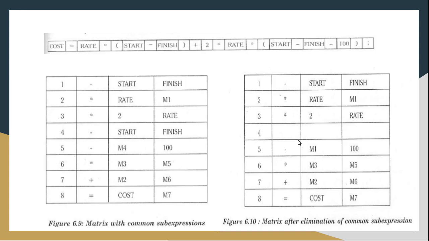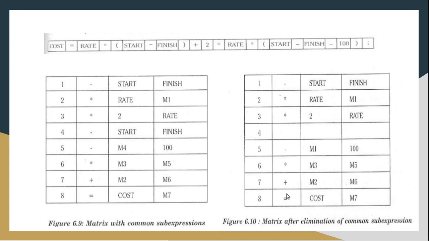Then what is the fourth step in the algorithm? Alter the matrix in order to refer to the deleted entry. So how can we alter? Look into the first table. What is the fifth matrix line? M5. M5 equals M4 minus 100, that means start minus 100. It was actually M4, which means start minus finish, but now M4 is not there. Instead of that, in that place of M4 we have to replace it with M1. So M1 is start minus finish. So M1 minus 100.